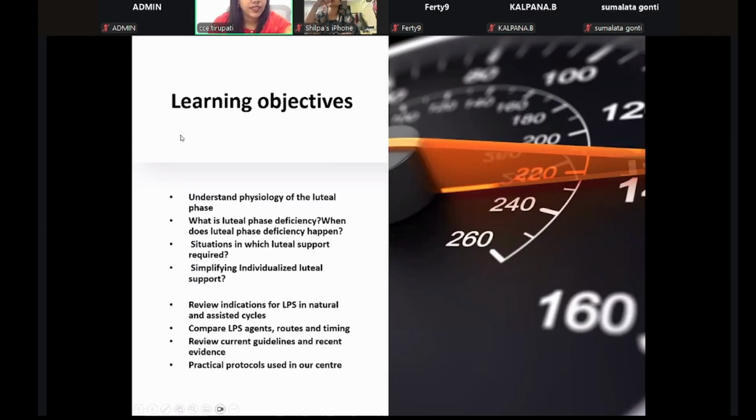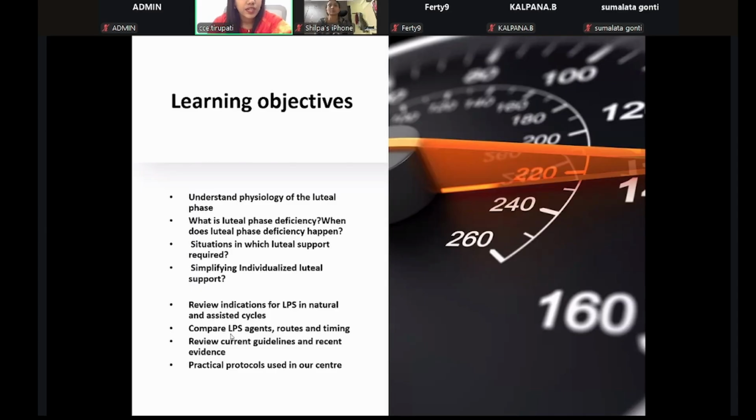In this you will be learning about the physiology of the luteal phase. What is luteal phase deficiency? When does luteal phase deficiency happen? And situations in which luteal phase support is required, simplifying individual luteal support, and also indications for LPS, whether in natural cycles we need to give luteal phase support or in assisted cycles, and how to give LPS.